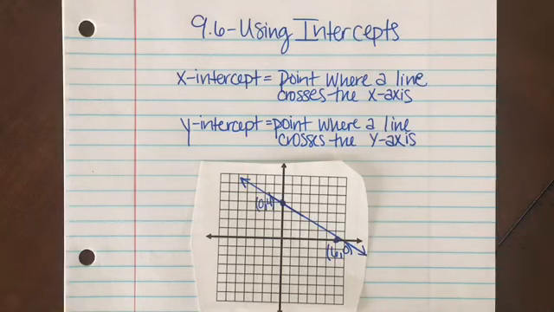So 9.6, using intercepts. We are going to find another way to graph lines. Now, we have used an XY chart. Today, we're going to learn about using intercepts. Tomorrow, we're going to learn a third and final method, and then we'll wrap everything up on Friday with a review.